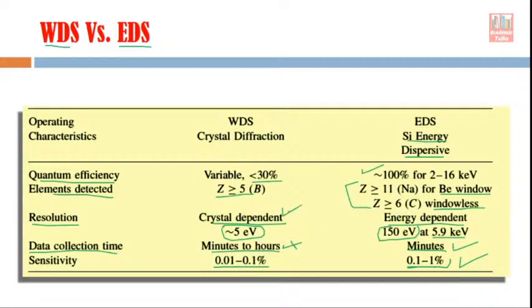So the resolution is higher in the case of WDS. All other parameters are better in the case of EDS, right? WDS is very difficult to implement, and EDS is very easy to implement. That's why in most cases EDS is there in the system.